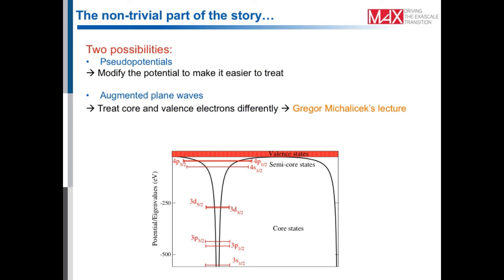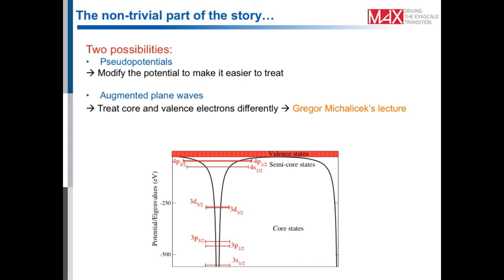So how do we tackle this problem? There are essentially two possibilities. You can either use pseudopotentials, which means you modify the potential to make it easier to treat, so you remove this singularity. Or you can use, for example, the augmented plane waves. This is what you will be doing at this workshop. And you can treat the core and valence electrons differently. This is a very convenient way, and it is essentially an all-electron method.